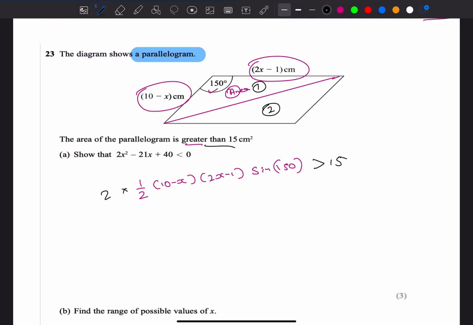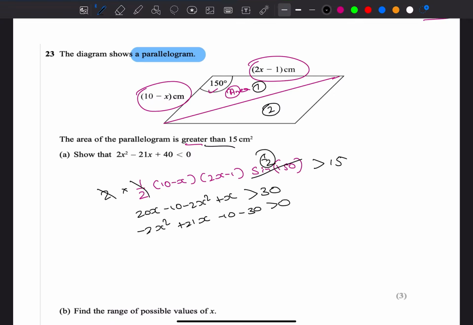Okay, first you need to know what sine 150 is. Sine 150 is a half. Well, this 2 and this half can go. We can multiply it here, which will give you 20x minus 10 minus 2x squared plus x. This half you multiply on the other side, makes it 30 minus 2x squared, that will give you plus 21x minus 10, bring in that 30, minus 30 is greater than 0, which makes it minus 40.